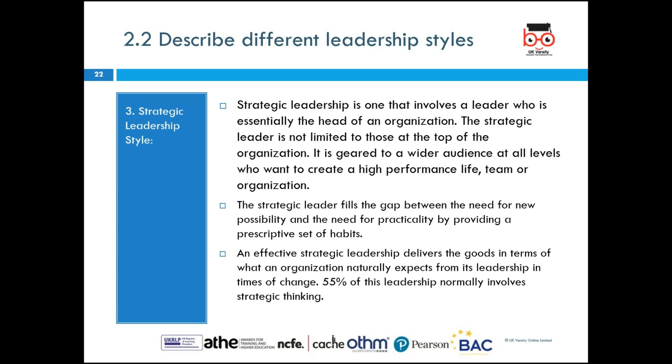So they've got effective leadership skills, they work in good terms, and normally around 55% of their thinking is done strategically, so they don't really think about things practically about what is going on on the floor. They can be out of touch with those. It's like, what is going to be good for my organization, not what's really going to be good for my workers.